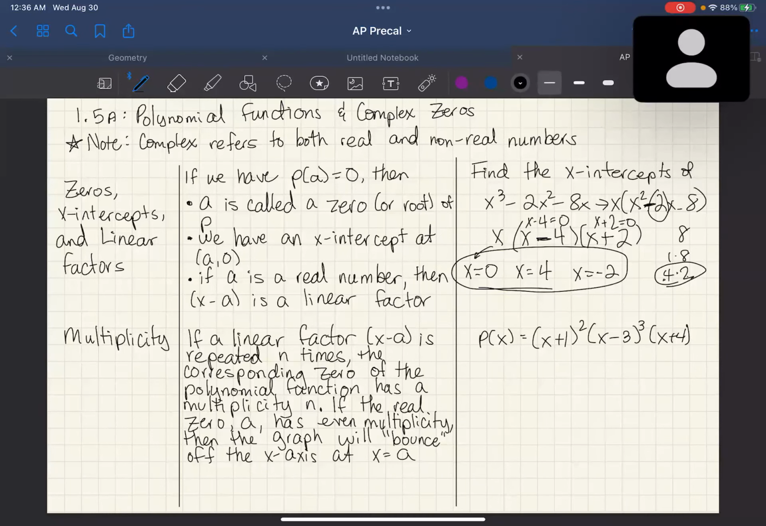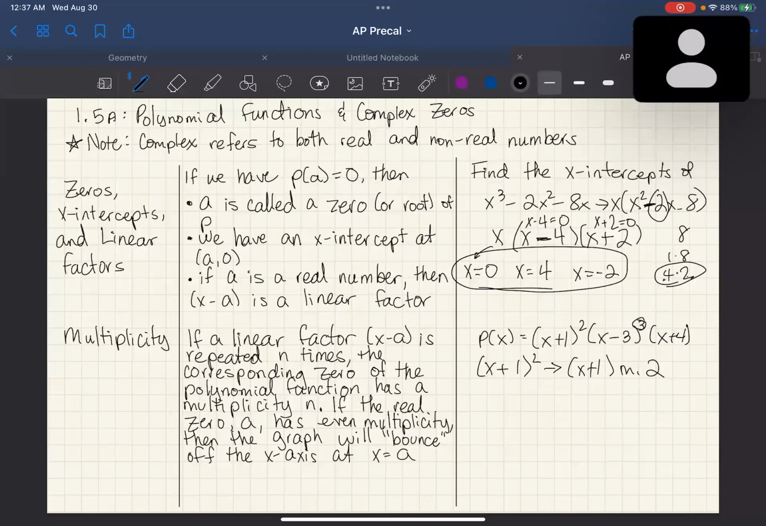Basically, what this tells me is that, for example, in my example right here, I have x plus 1 squared. All that means is that x plus 1 has a multiplicity of 2. That means x minus 3 has a multiplicity of 3, and x plus 4 has a multiplicity of 1. You don't write when it has a multiplicity of 1, right? If you multiply something by 1, you don't say it's times 1, you just say the number, okay?